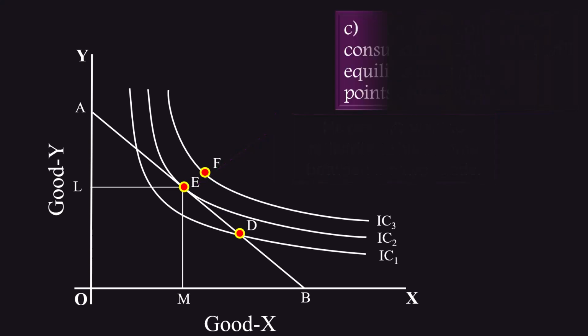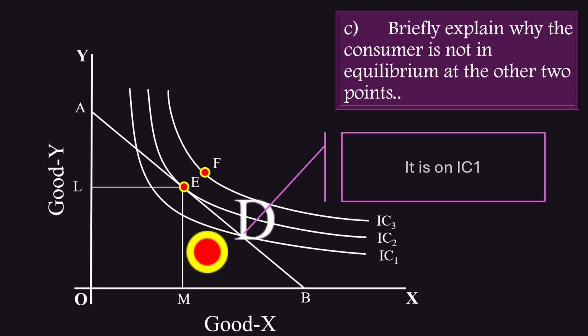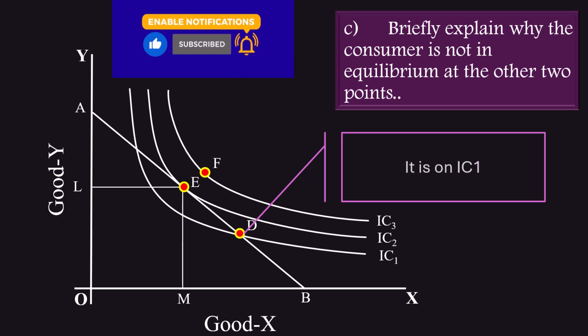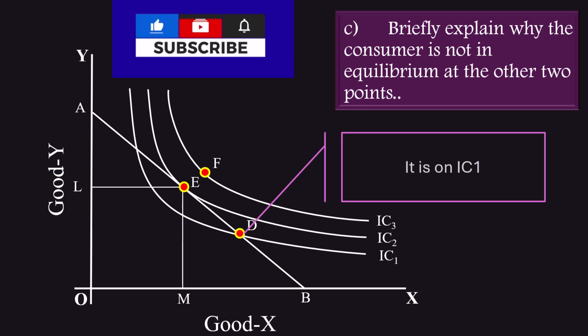Part C. Briefly explain why the consumer is not in equilibrium at other 2 points. It also carries 2 marks. Answer. The consumer cannot be in equilibrium at point D. The equilibrium conditions are not satisfied. 1. It is on IC1. It lies to the left of IC2. It means IC1 represents a lower level of satisfaction than IC2. The consumer cannot maximize his satisfaction.